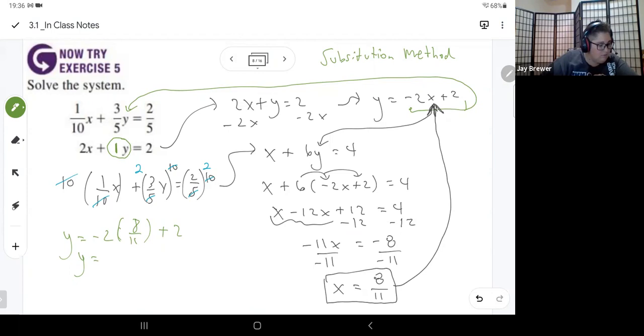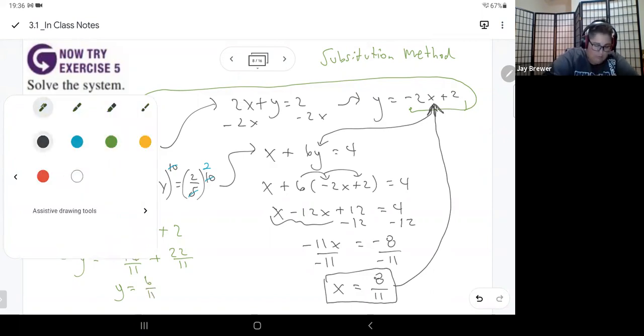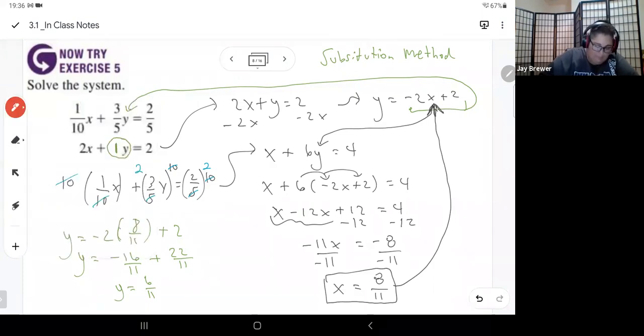All right, so -2 times 8 will give us a -16/11. Now we've got to get the 2/11, so that would be 22/11, because 1 times 11 is 11, 2 times 11 is 22. And then when we finalize this, 22 minus 16 will give us a 6/11. That is also correct. So our point answer is going to be 8/11 and 6/11.